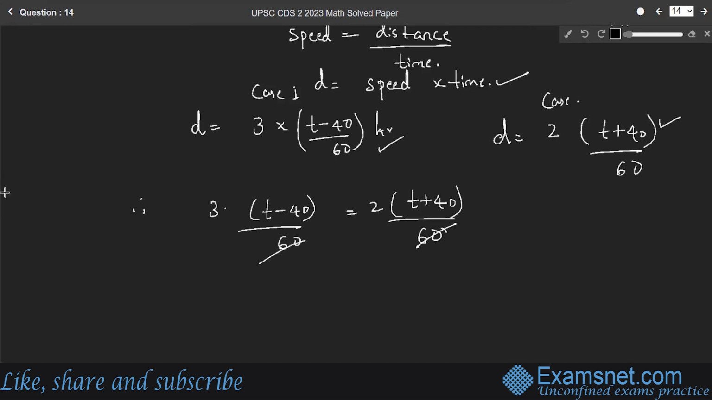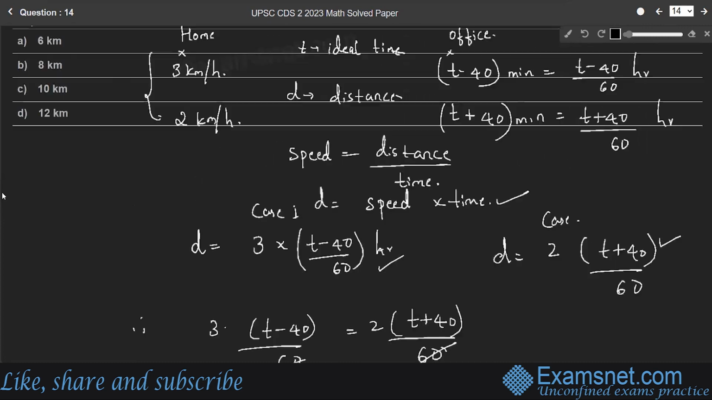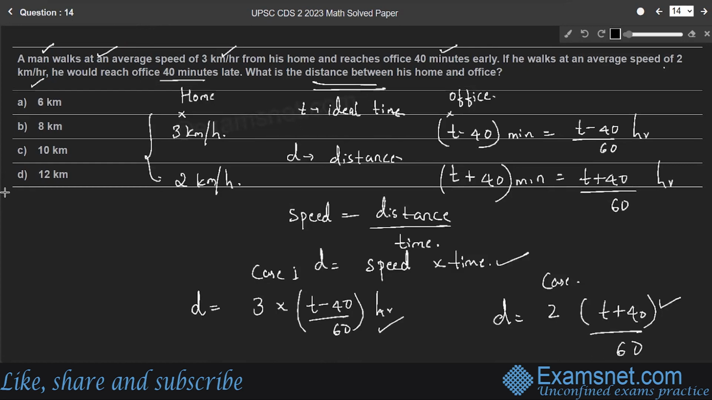So that we can cancel 60 and 60. On simplification, you will get 3T minus 2T is T, which is equal to 80 plus 120, which is 200. T is 200, so 200 minutes. The question is to find distance between his office and home, so substitute the value of T in any equation.